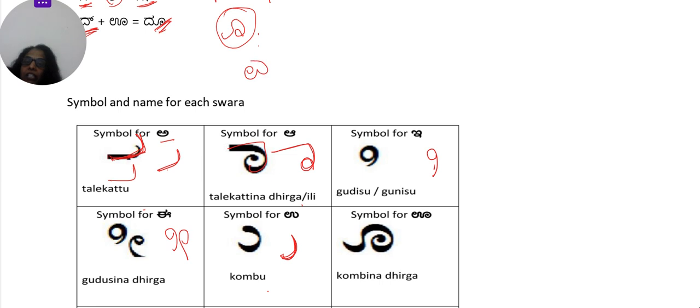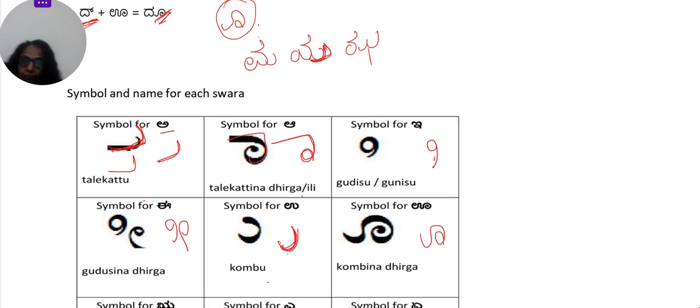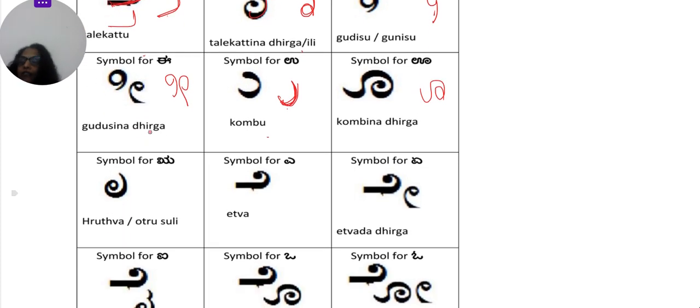Remember we had alphabets Ma and Ya and Ja. They all had Kombu in them, right? So the same thing. This part that you are taking is called the Kombu. Okay. Then for Oo, the symbol is this. So it is again called Kombina Dirgha. Then for Ru, this is the symbol. It is called Hrutva or Vatrusuli, okay, anyway it is pronounced.